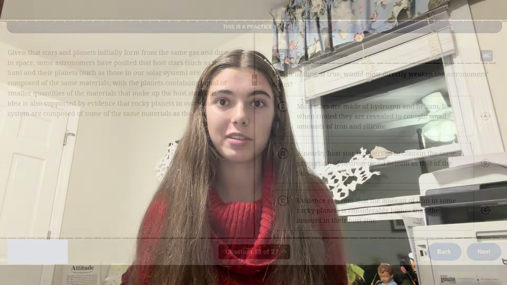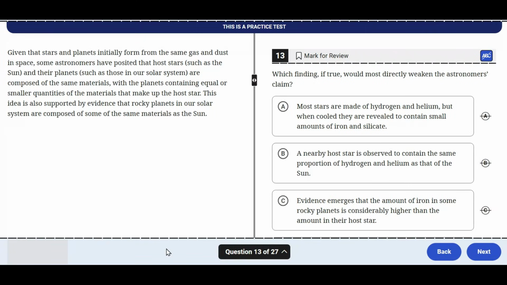So this is the problem that I'm going to use in order to show you that you can answer these questions without looking at the answers first, formulate your own answer, and then look at the answer choices. We can see that this is one of the inference questions, so it's going to be a little bit harder. This is in Module 2 of Practice Test 4. Let's go ahead and read that text, formulate our own answer, then look at the answer choices. Looking at the question first, it says, which finding, if true, would most directly weaken the astronomer's claim?